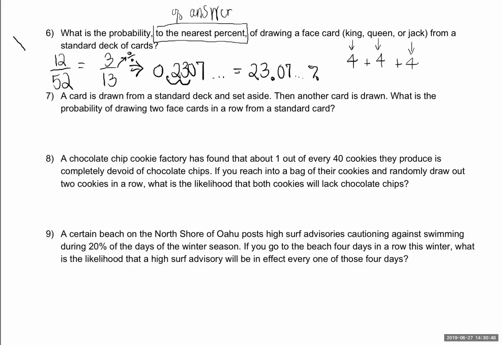And now there's some rounding directions. To the nearest percent means I should let my number stop where? Okay, at the decimal place. Nearest percent works like a nearest whole number. So you're going to chop at the decimal place. We're going to call that about 23%.